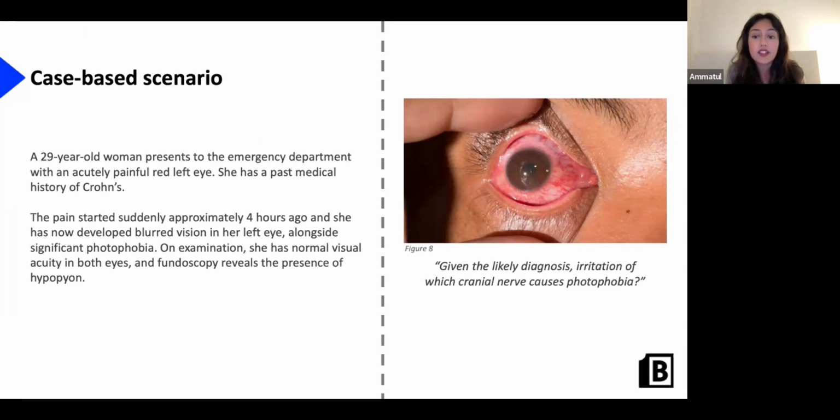And given the likely diagnosis, irritation of which cranial nerve causes photophobia in this case? Okay, just take a moment to think about it.